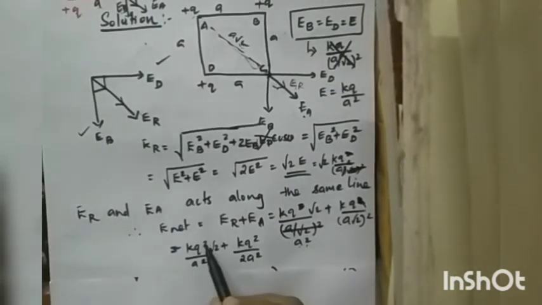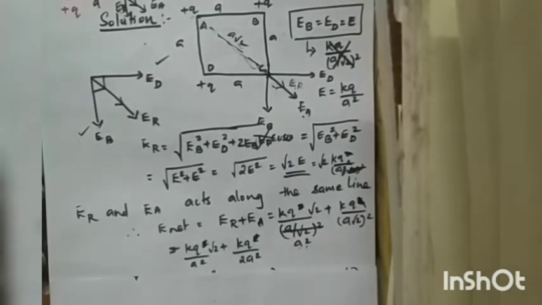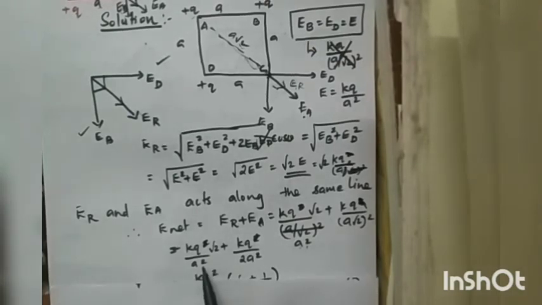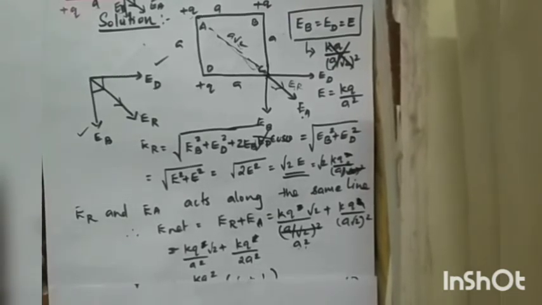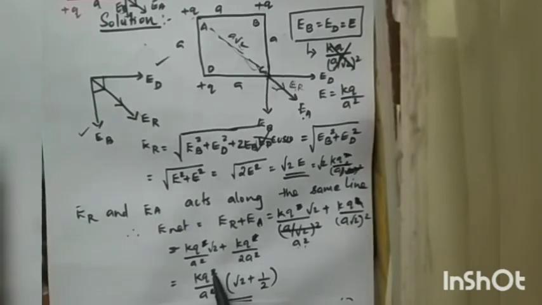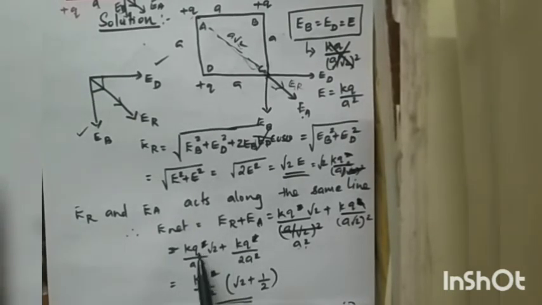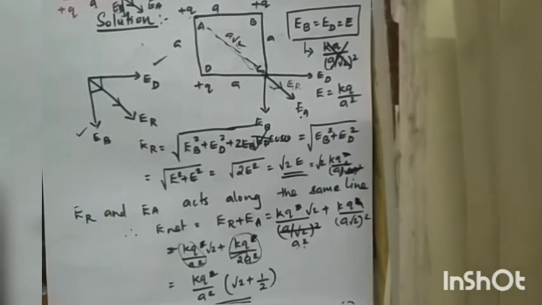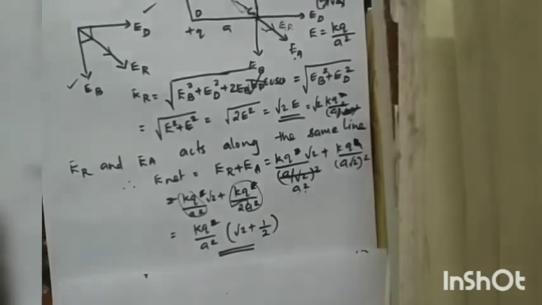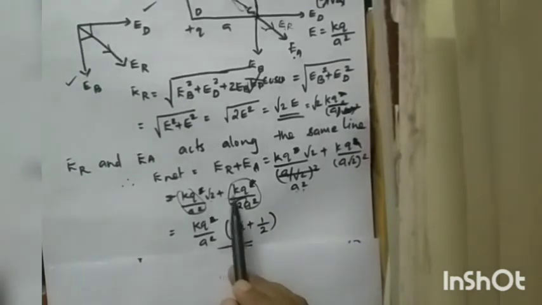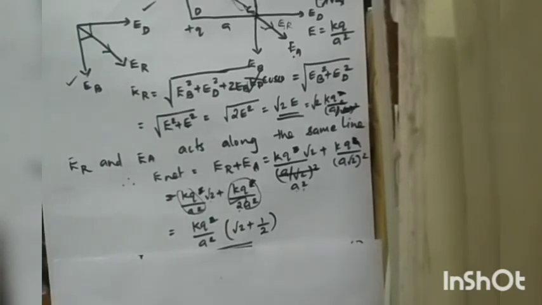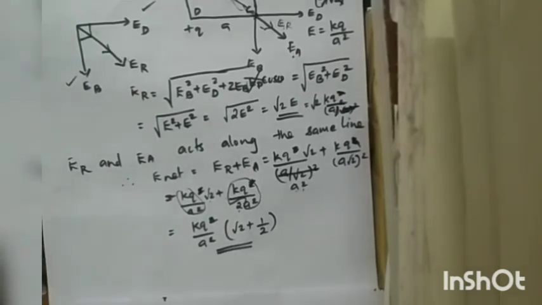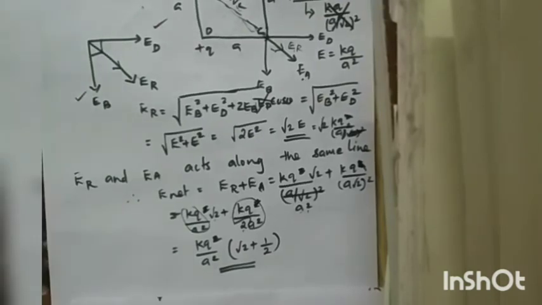Sorry, here I have written square for all terms. So we have KQ by A square into root 2 plus KQ by A root 2 whole square, which is A square into 2, 2A square. So KQ by A square is common, so take it outside. Then what is left? Here we have root 2 plus 1 by 2. So this is the total electric field acting at the point C due to that configuration.